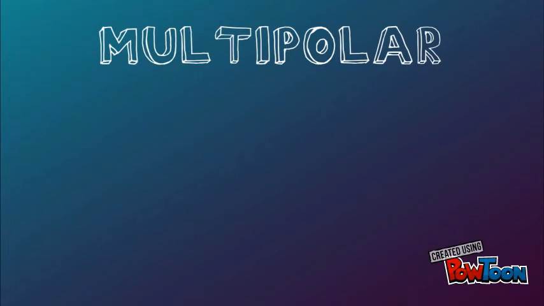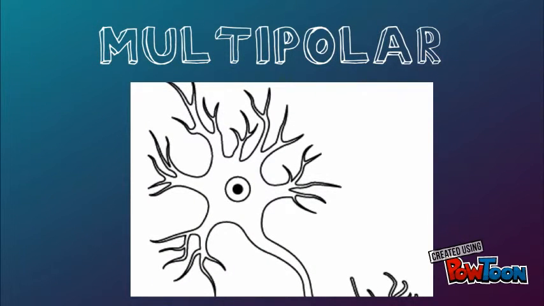Finally, we have multipolar neurons. Multipolar neurons have three or more processes attached to the cell body. One of those processes acts as the axon, whereas the rest act as dendrites.